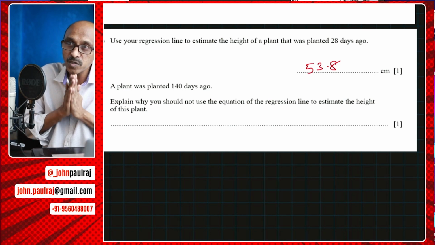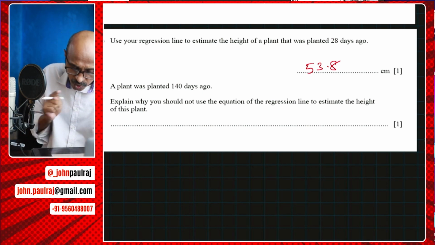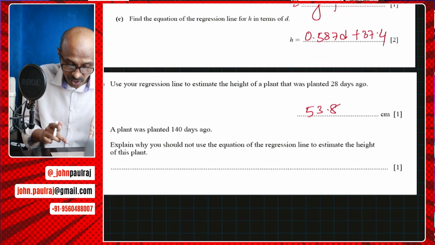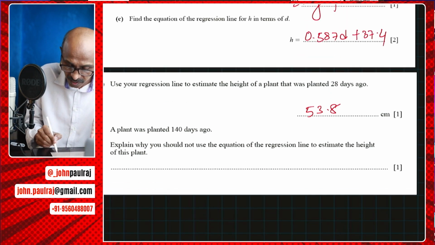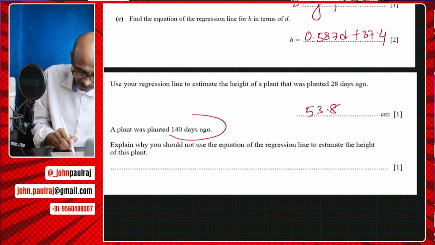Let's go to the question. It says, a plant was planted 140 days ago. Explain why you should not use the equation of the regression line to estimate. We just used the regression line to estimate the height of a plant that was planted 28 days ago. So what is it about this 140 days ago?